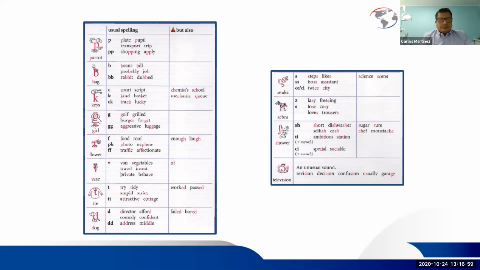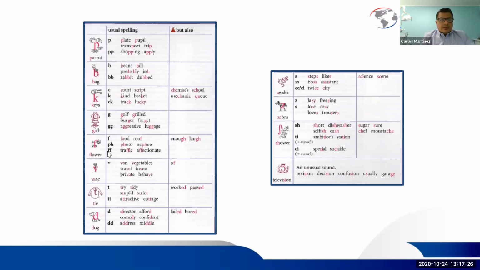Then we have the G. This sound can be represented with the letter G or with double G, two Gs, like in golf, grilled, burger, forget, or with double Gs, aggressive, luggage. Notice that even though it's two Gs, they produce the same sound: grilled, luggage, golf, aggressive.